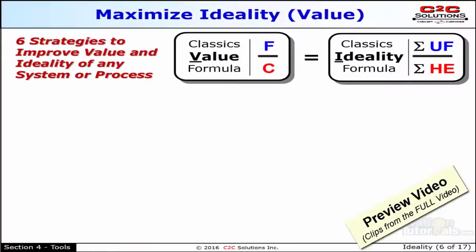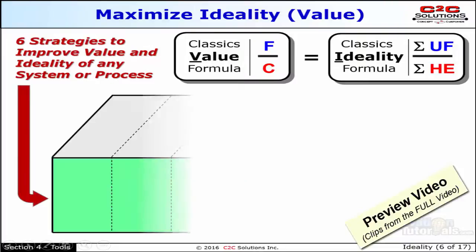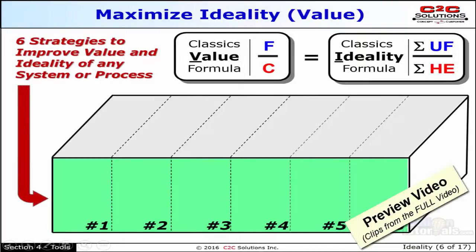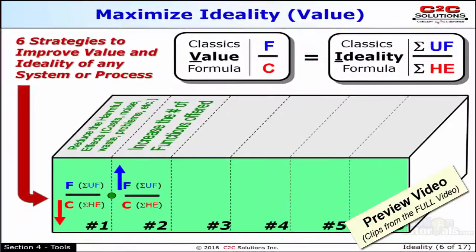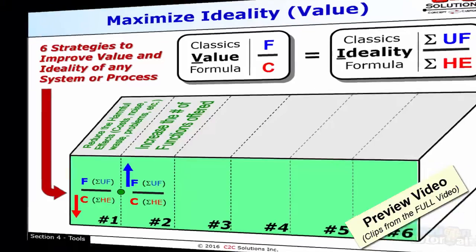So given that we understand the concept of value and ideality and the formulas, there are 6 different things that you can do to improve value. The interesting thing is people don't think of all these 6 different ways to approach value. As a matter of fact, people think that the main thing you have to do is just get rid of cost. Instead of a 5-function system, I'm going to offer a 6-function system at the same cost. If I can do that, that's better value.